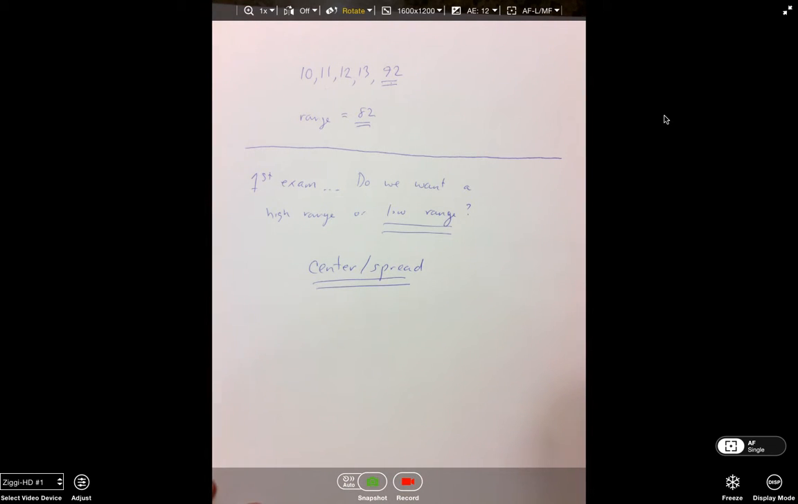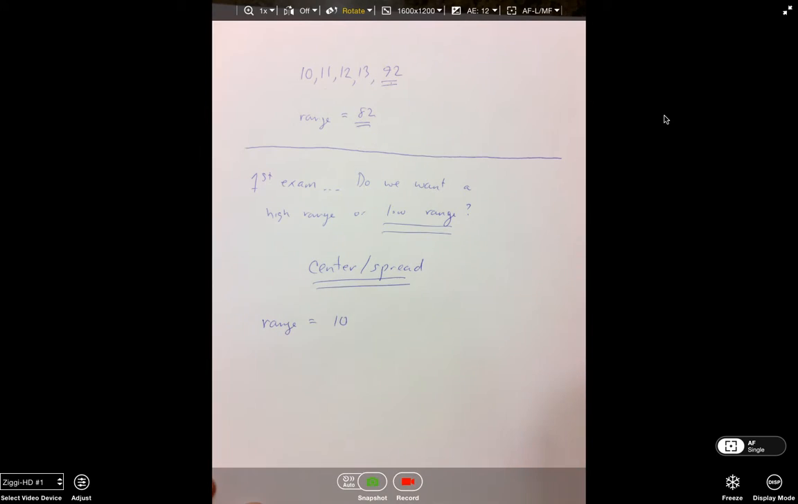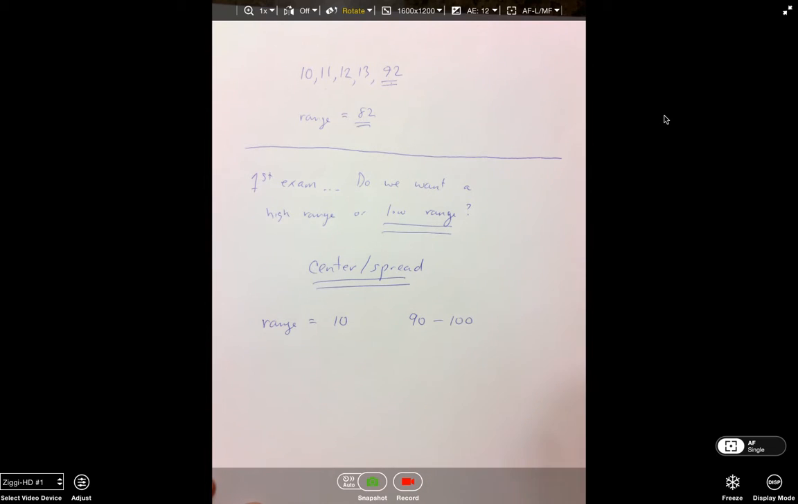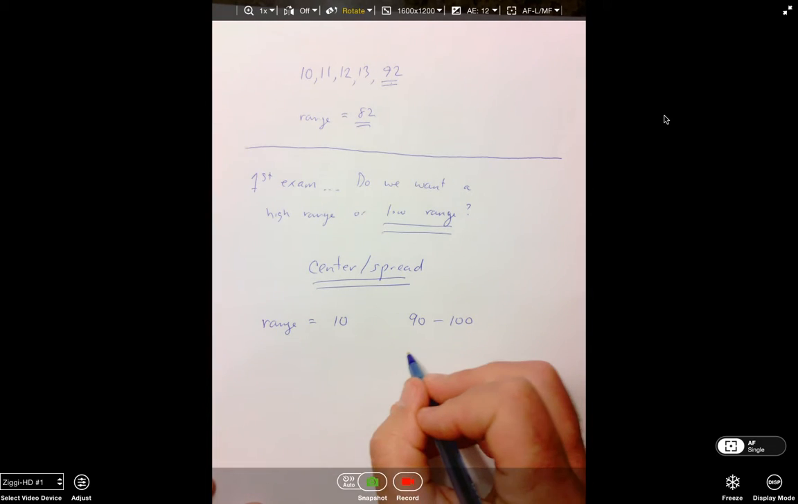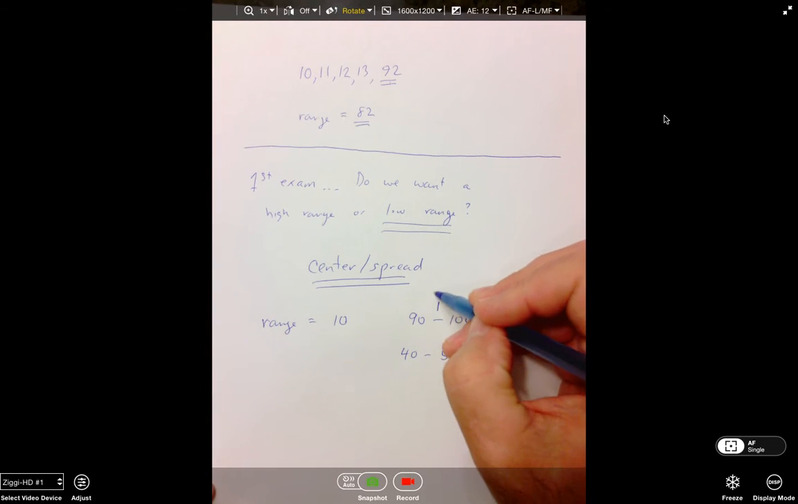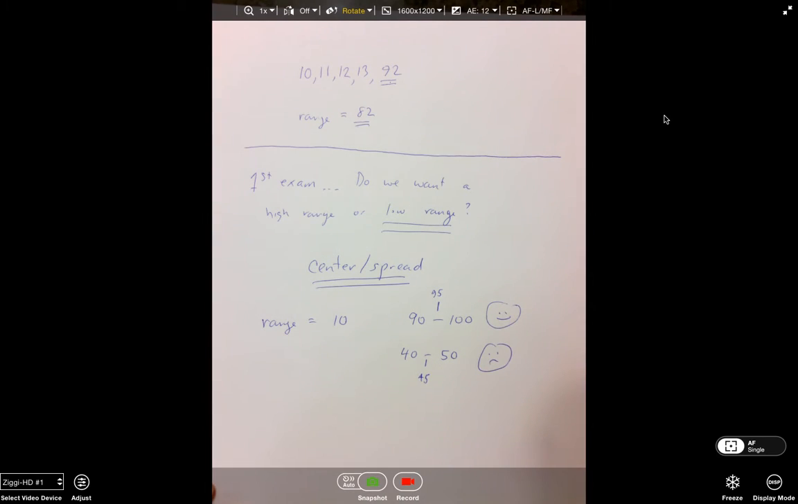For example, let's say our range is equal to 10. Are we going to be happy with that? Well, I am. If our scores range from 90 to 100, I'm going to be very happy. But if our scores range from 40 to 50, I'm not going to be happy. So this is smiley face. This would be frowny face, right? So, you know, where these scores would be centered. These scores would be centered around 95. These scores would be centered around 45.